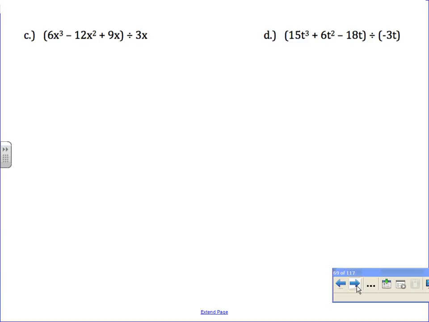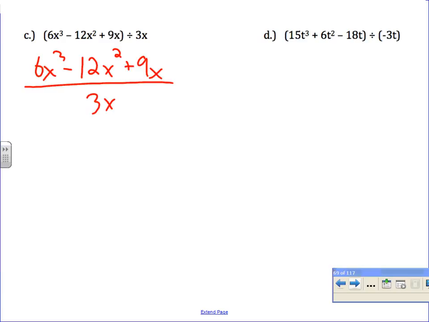Okay. Letter C. So 6x cubed minus 12x squared plus 9x, all divided by 3x. And this is actually the way that I prefer it. I usually just do it in my head like Anastasia said, and I don't write all this out. But please, until you feel like you know what you're doing, write it out, okay?